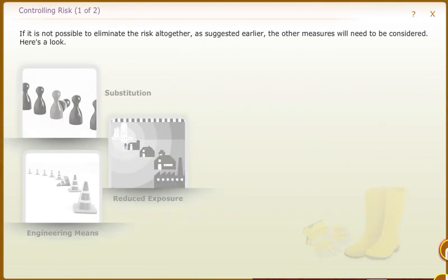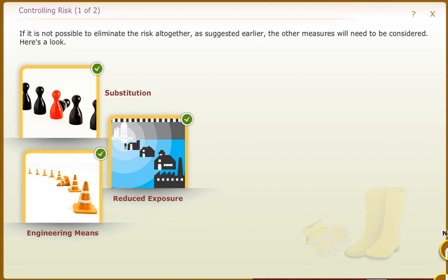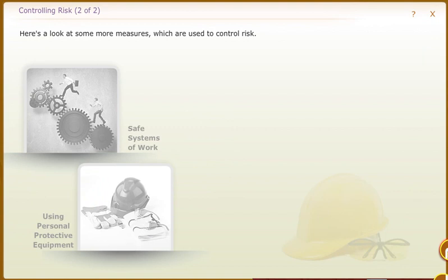If it is not possible to eliminate the risk altogether, as suggested earlier, the other measures will need to be considered. Here's a look. Here's a look at some more measures which are used to control risk.